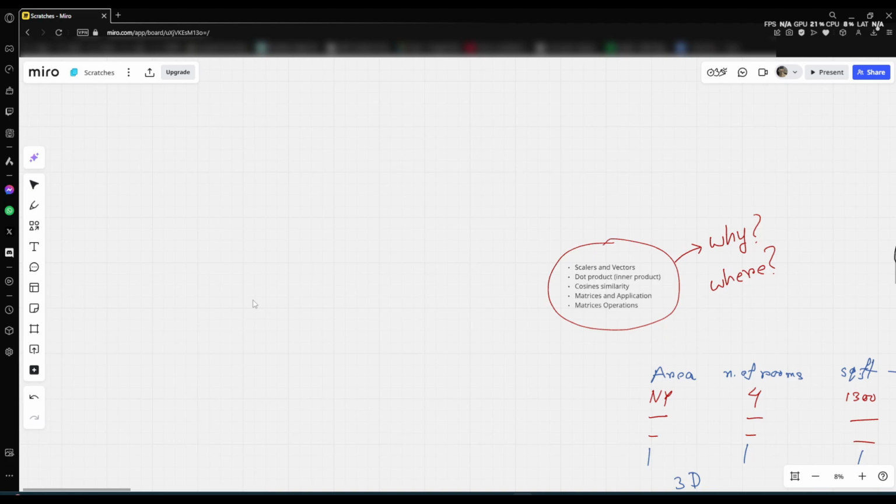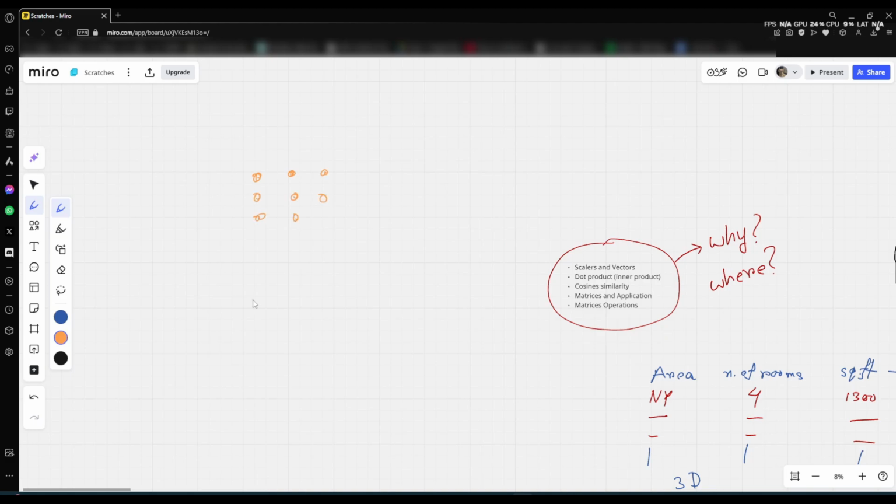We all know what a matrix is, right? A matrix is a rectangular array of numbers, symbols, or expressions arranged in rows and columns. We have rows and then we have columns. And this is a number, this is another, this is another.